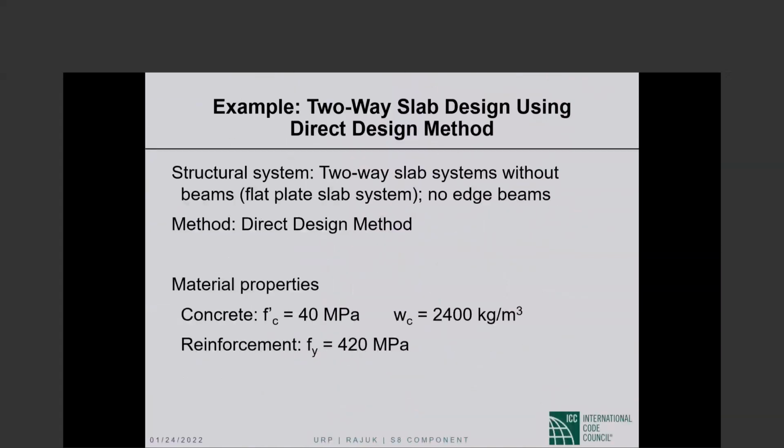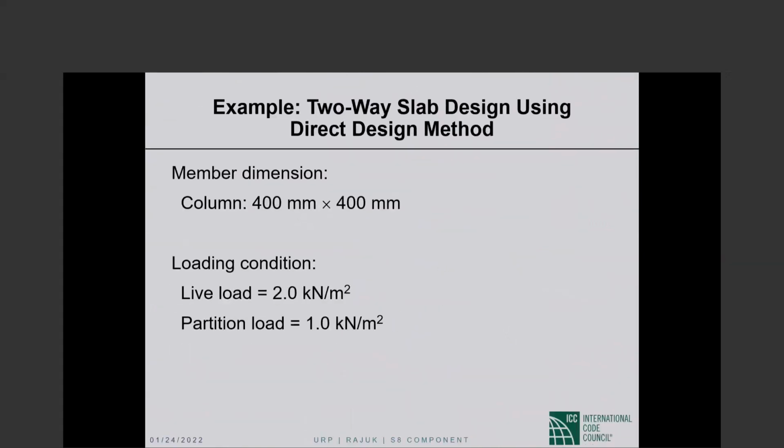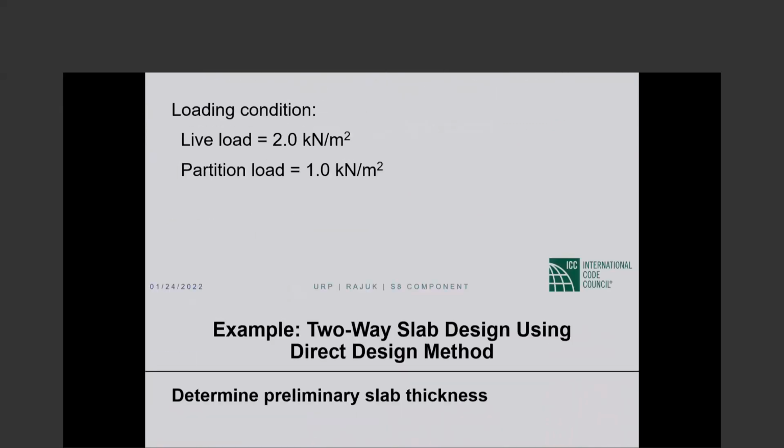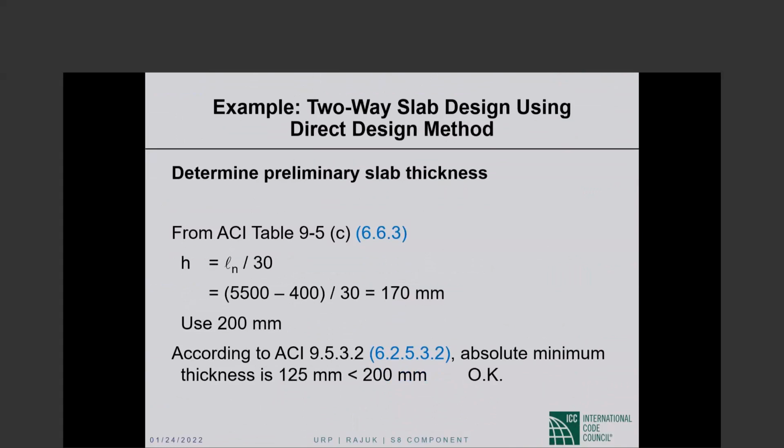Structural system: two-way slab without beams, no edge beams. We will do the direct design method. Concrete strength 40 MPa. The weight of the concrete is 2400 kilograms per cubic meter, which tells you it is normal weight concrete. Reinforcement 420 megapascal yield strength. 400 by 400 millimeter columns. Live load 2 kilonewtons per square meter. Partition load is 1 kilonewton per square meter. Partition load is non-reducible, you have to know that.